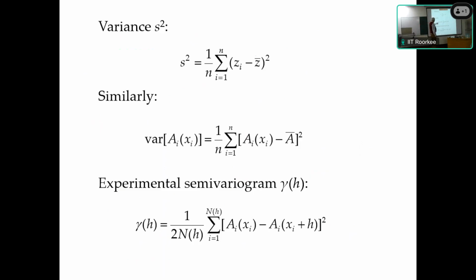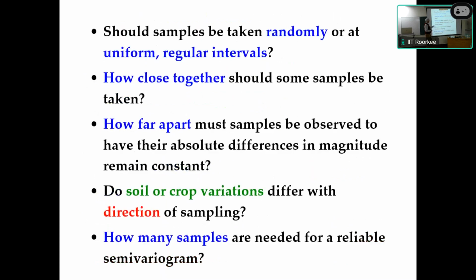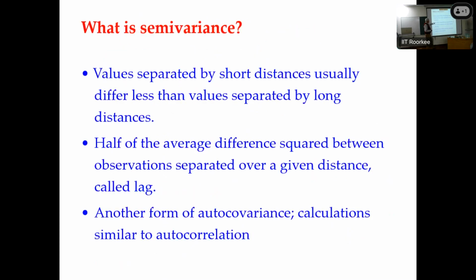Similarly, we compute the variance. We can write it in these terms, that we take an observation and we subtract it from the average value, squared. The experimental semi-variogram is calculated. So this is exactly in formula signs what we saw 2 slides ago, or 3. It's half the average difference squared between observations separated over a given distance.